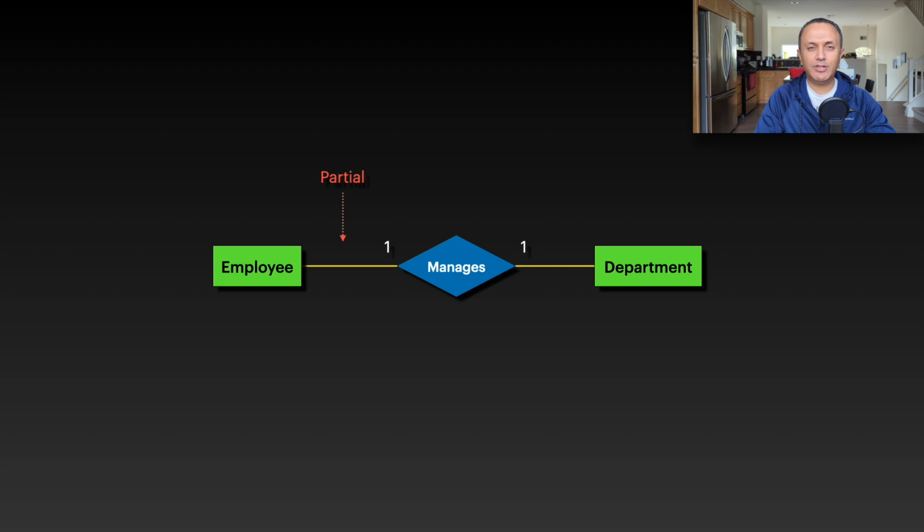So partial participation is represented by a single line, as we already have it here. Now let's look at the other side, on the department. Does every department have to be part of this relationship? What does that mean? In the context of the managers relationship, does every department have to have someone managing it? Yes. So it's not optional, it's mandatory. So this is why it's a total participation. And total participation is represented by two lines, not a single line. So we change that to reflect the total participation in this case.